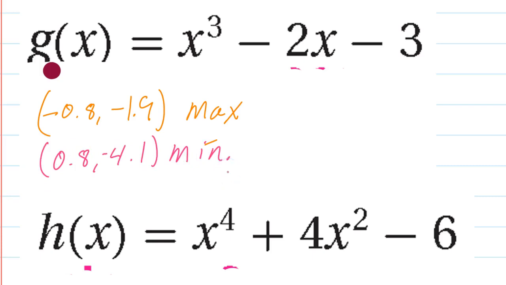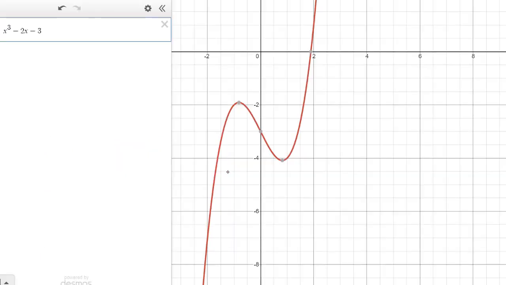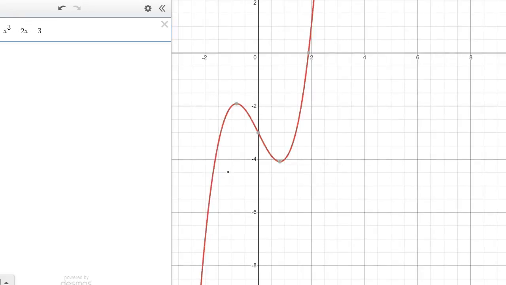Now for doing the intervals will be the same as the others. From negative infinity all the way up to negative 0.8 is positive. From 0.8 to positive infinity is going to be positive also.